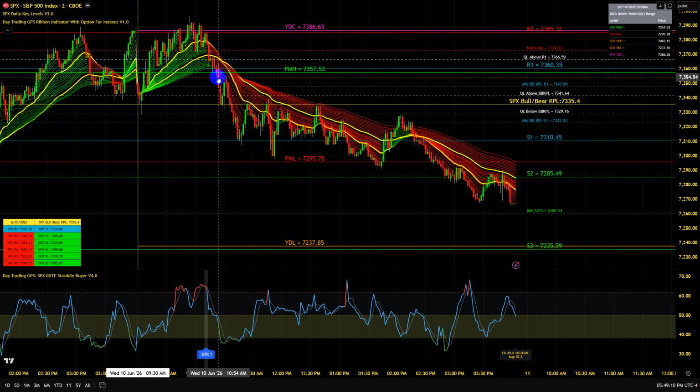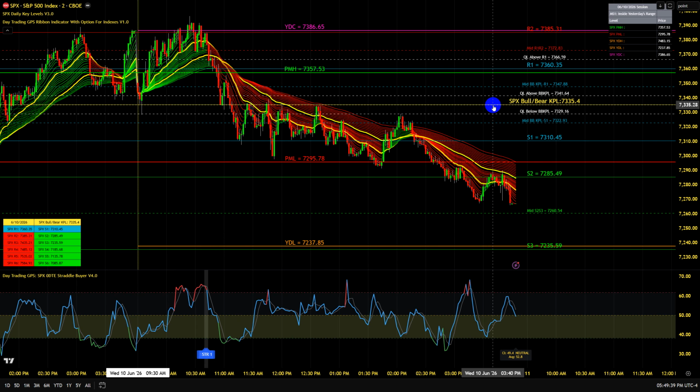If you missed this particular entry here, you had another entry here on the close below the bull bear KPL. So if you were outside getting a cup of coffee after cashing out on this trade and you missed this particular trade here, then you had another opportunity here as we're still getting separation from the ribbon and a close below the bull bear key price level.